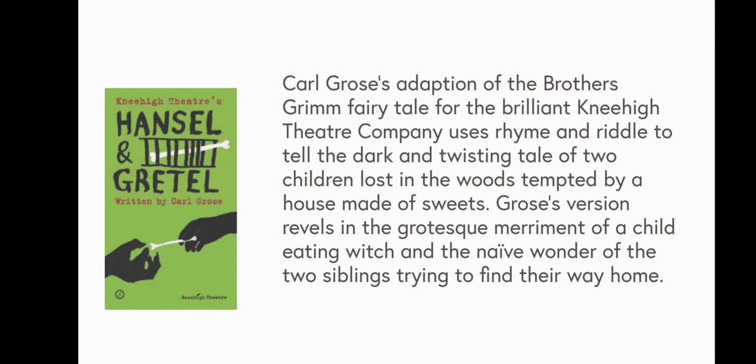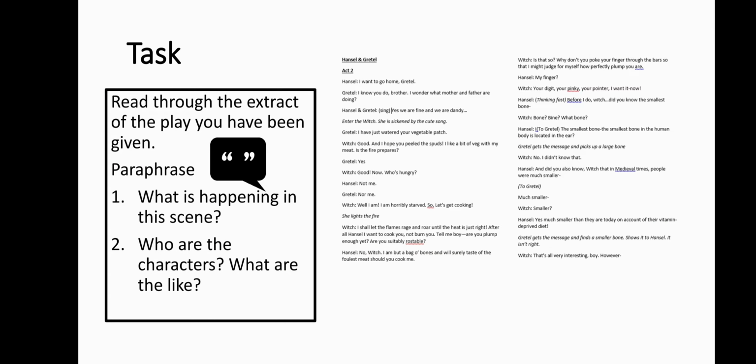find their way home. Task: read through the extract of the play you have been given. Then paraphrase what is happening in the scene, who the characters are, and what they like. You do not need to write anything down, you just need to tell the person next to you the answers to these two questions in your own words. If you are working from home, you will find this script extract in the file section. You can answer these questions by saying them out loud in full sentences.